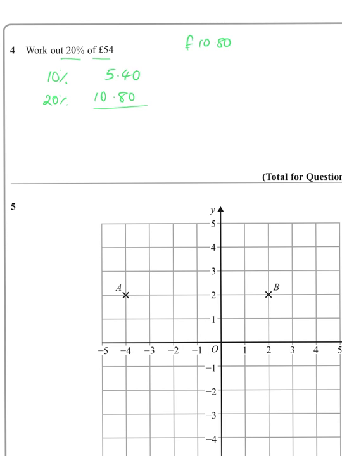Another way of looking at it is we could do 20% is 20 over 100 because it's out of 100, of, which is times 54. And we should know that 20 hundredths is 2/10, so 2/10 of 54 would be the same answer. And we also know we can halve the top number and halve the bottom number, so we could actually do 1/5 of 54. And if you did 1/5 of 54, that's the same as 54 divided by 5.